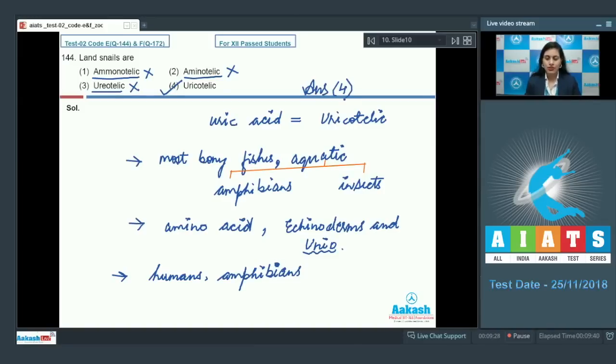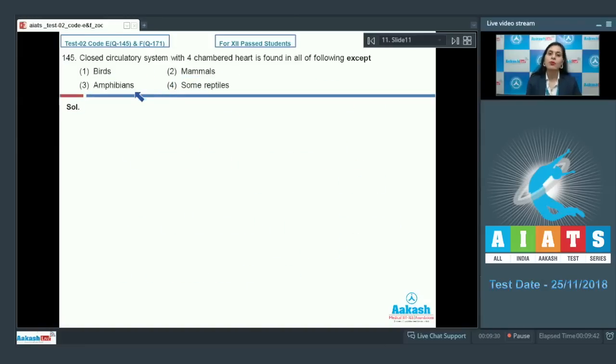Let's move on to the next question. Question number 145. Closed circulatory system with 4-chambered heart is found in all of the following except. So we need to find out the organisms which do not have closed circulatory system. That means they must have open circulatory system, and they do not have 4-chambered heart. They can have 3-chambered or 4-chambered hearts. Now the first option given is birds, and birds have closed circulatory system as well as 4-chambered heart. So this cannot be a correct answer.